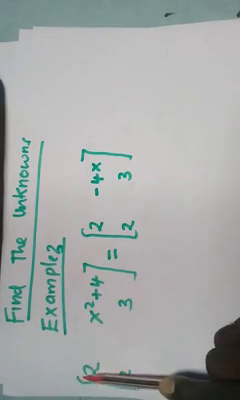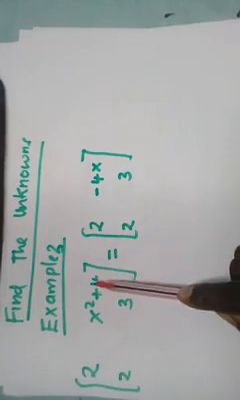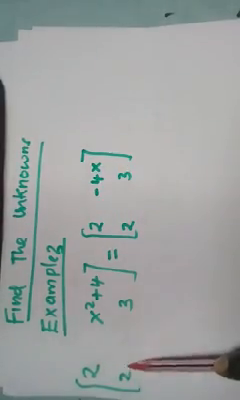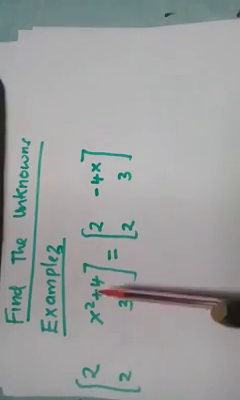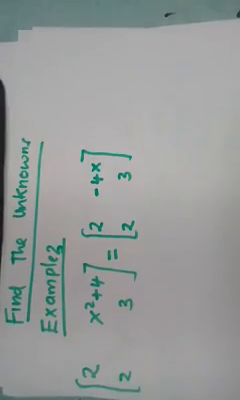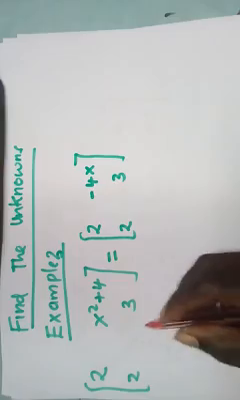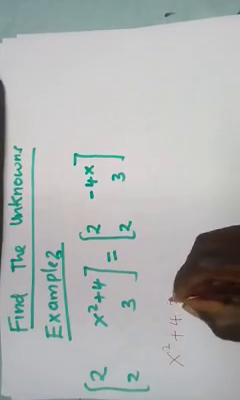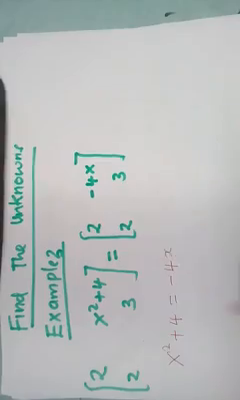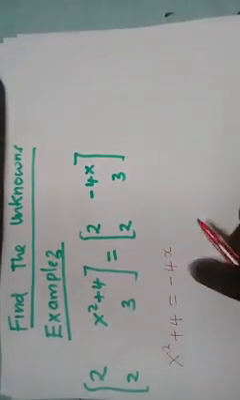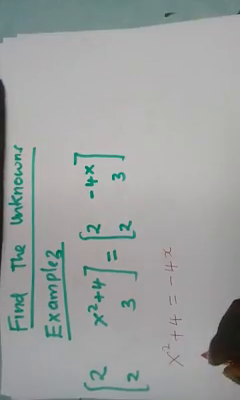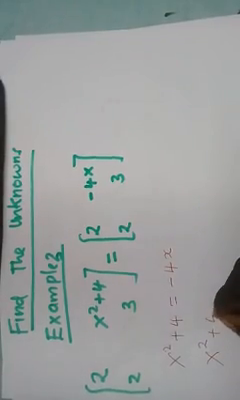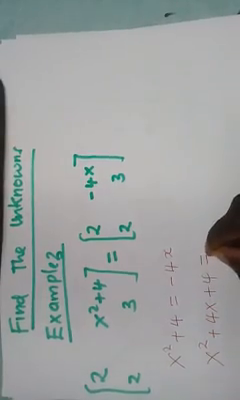As you can see, element 1,1 here is 2. This is also 2. This element must also be equal to this one. This element 2 is equal to 2 and 3 is equal to 3. So the only unknown here is x. Therefore, we start by forming this equation: x squared plus 4 must be equal to negative 4x. Now let's bring this 4x to the other side, and it will become positive. So we shall remain with x squared plus 4x plus 4 is equal to 0.